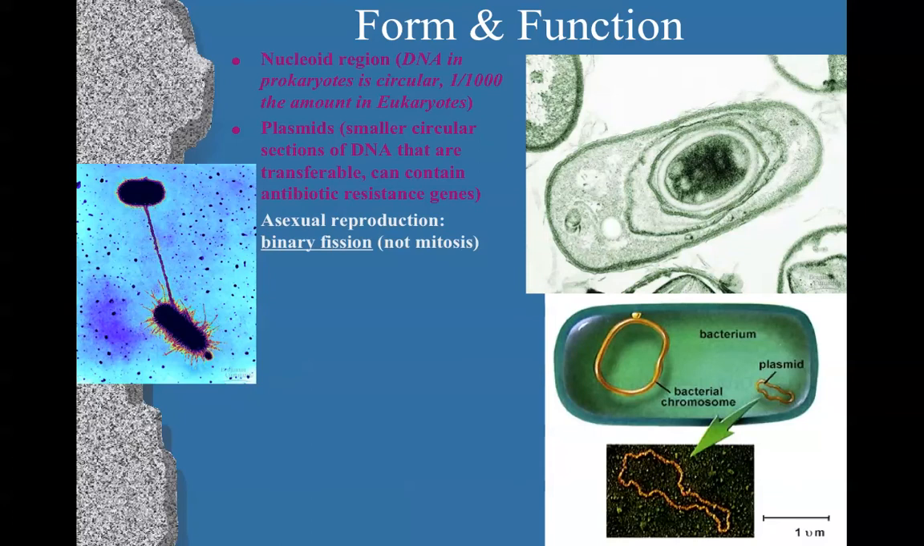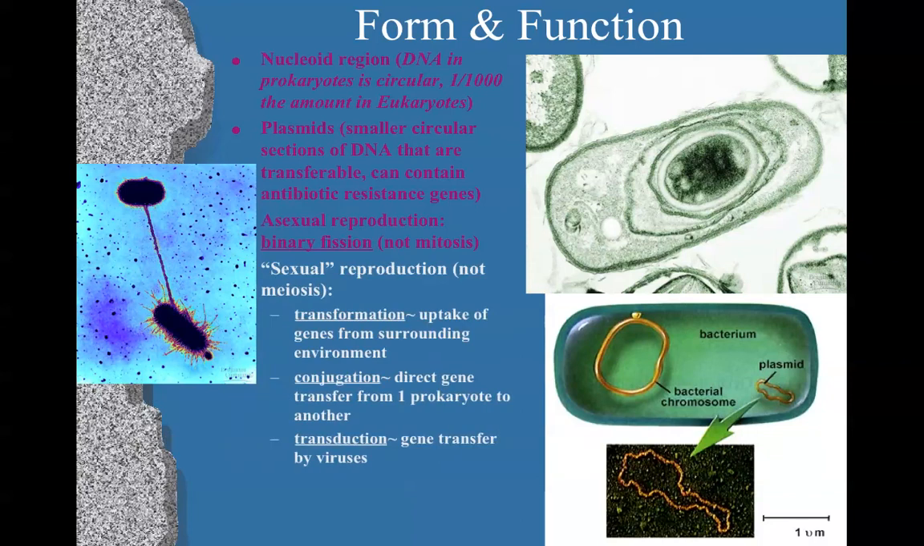Remember that bacteria do not go through mitosis. They go through something called binary fission, which is, remember, when their circular chromosome is copied and each of the subsequent cells receives one of those circular chromosomes. At the same time, plasmids can also be copied and given to the two new daughter cells.